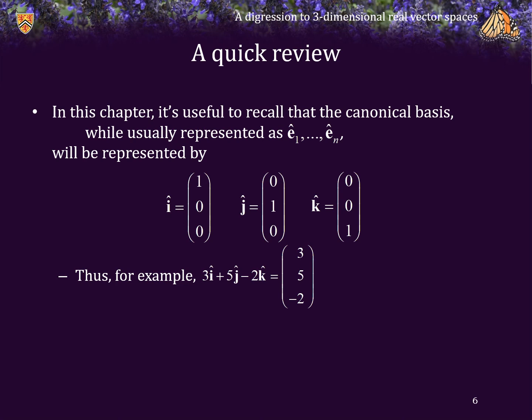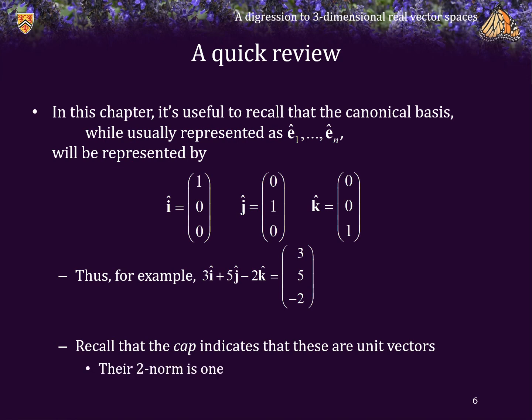Consequently, every single vector in R3 is a linear combination of these vectors, and any linear combination of these vectors produces a 3-dimensional vector. Recall that the cap on a finite dimensional vector indicates that these are unit vectors. That is, their 2 norm is equal to 1.